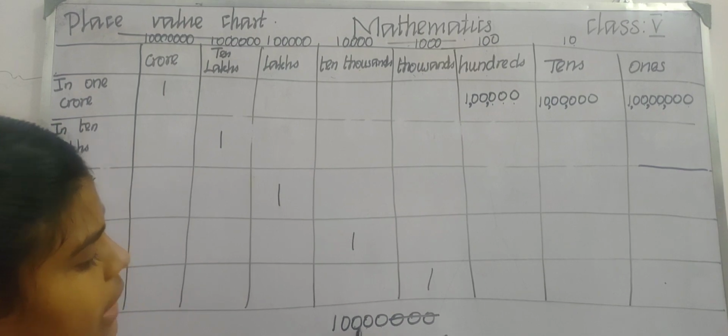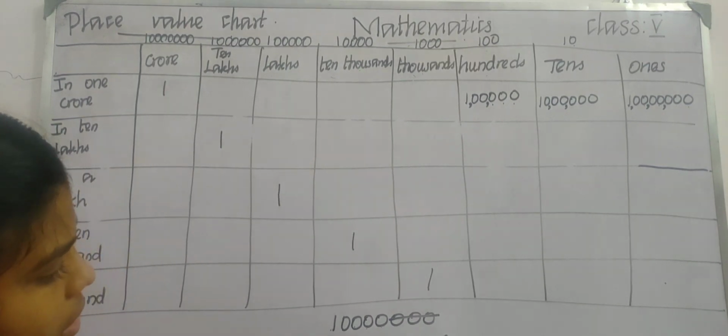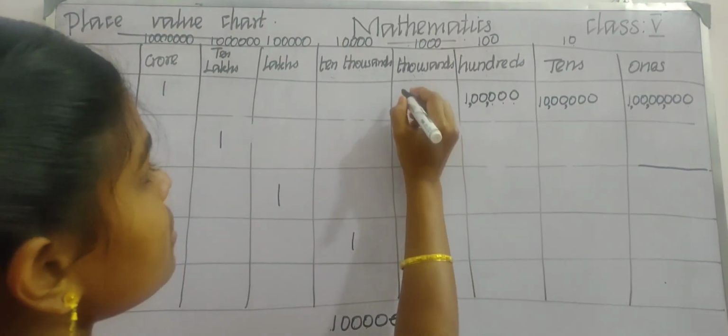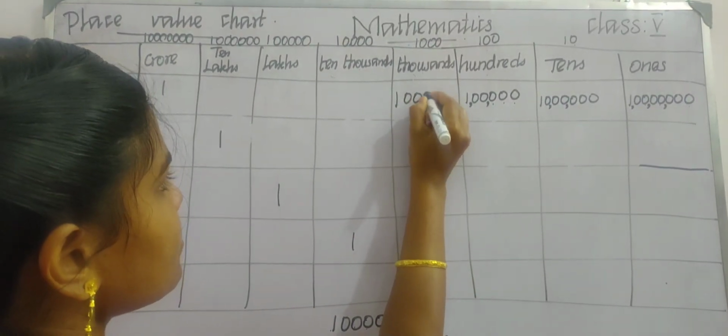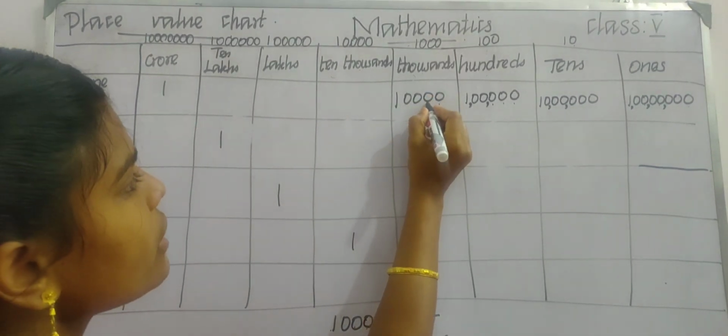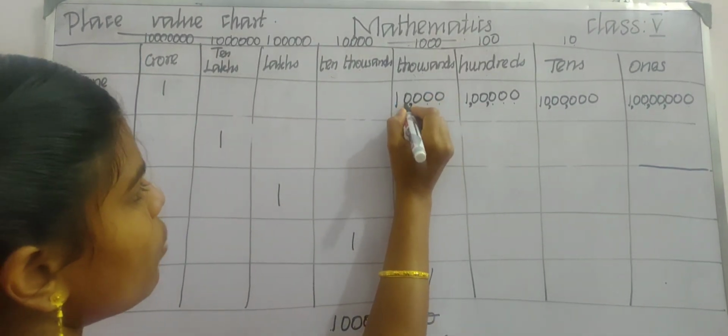1, 2, 3, 4, 5. Okay, so 1 and 4 zeros. So 1 and 4 zeros. So okay children, insert the comma 1, 2, 3 and then insert a comma and then 1, 2.